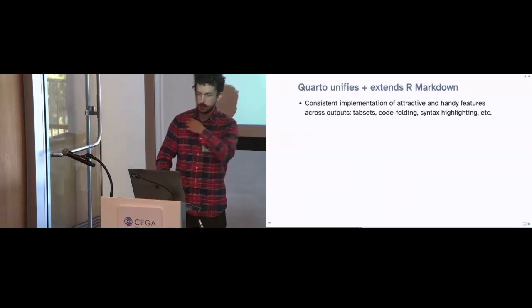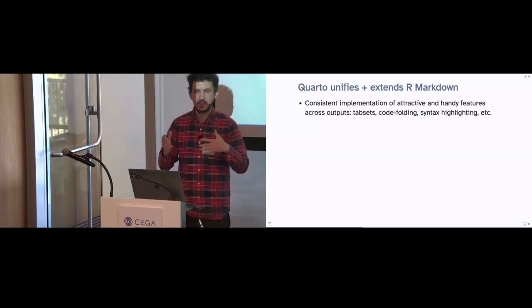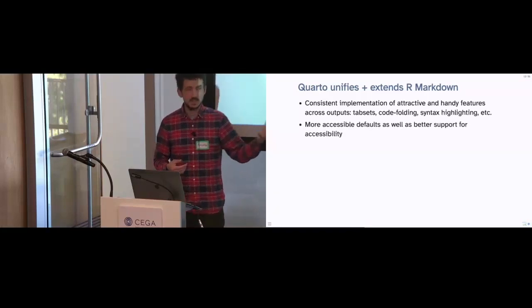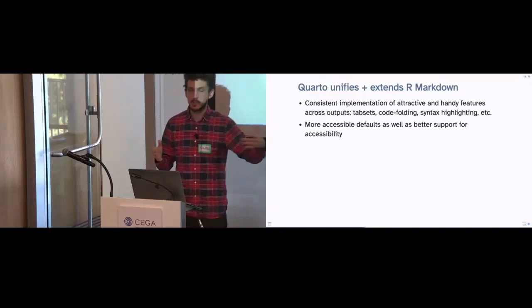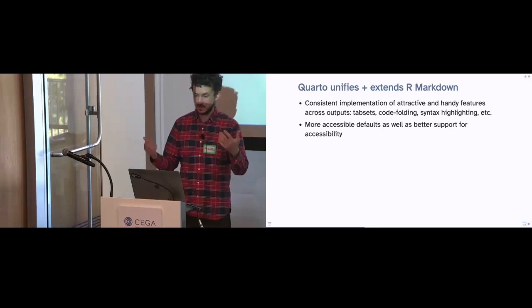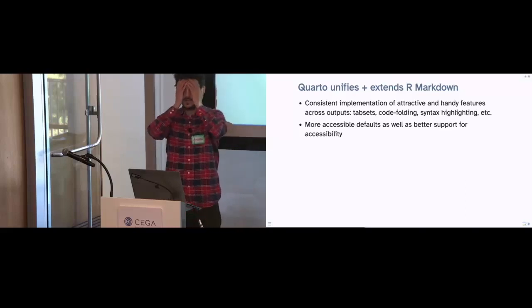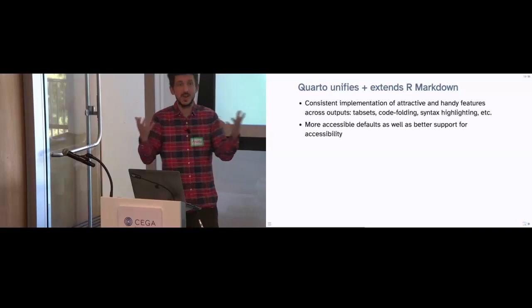So we get consistent implementation of attractive, handy features. These are things like tab sets, code folding, syntax highlighting. They were all available previously, but now they're completely consistent. It better supports accessibility. This is something that I've had a very enlightening experience with this semester because I'm teaching a student who's 100% blind. And this is a statistics course where we are coding in RStudio, including doing data visualizations. And it's just been enlightening to think through how somebody like that can navigate materials.